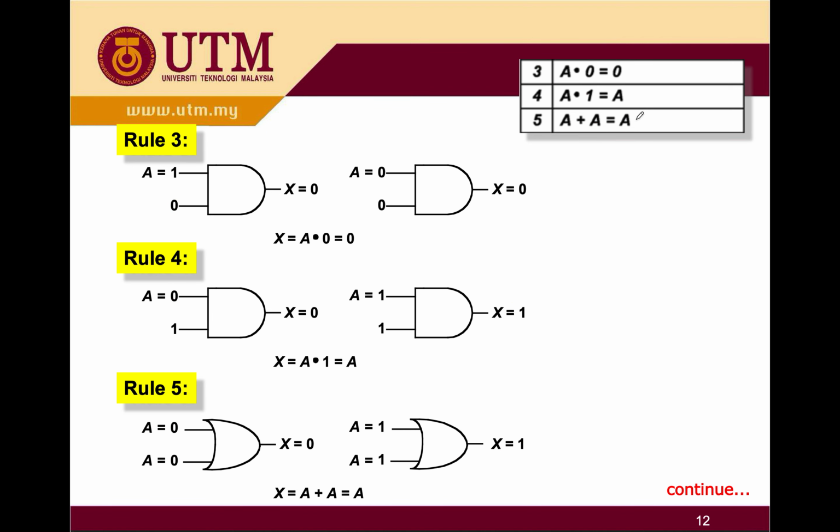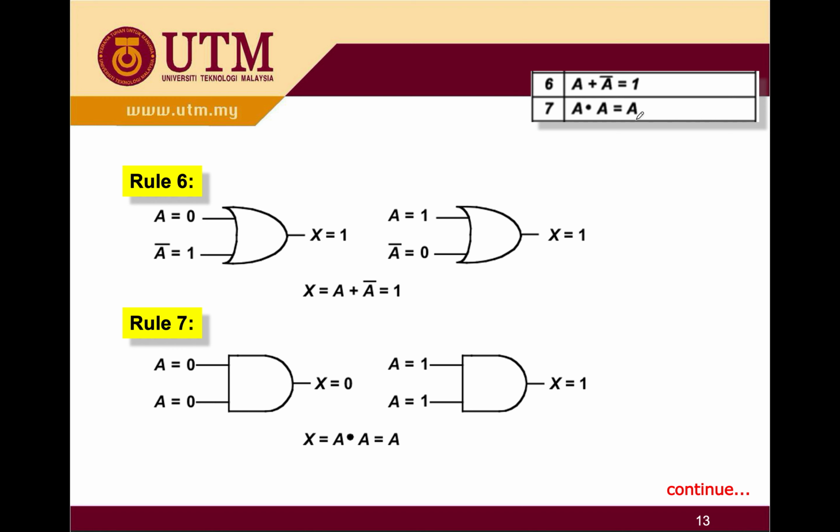So you need to memorize all the 12 rules for your Boolean algebra. Sorry, I said 20, I meant 12. So please remember all, but before you remember, you need to understand it, to prove how you get those rules. Then rule number 6, which is A plus A bar.